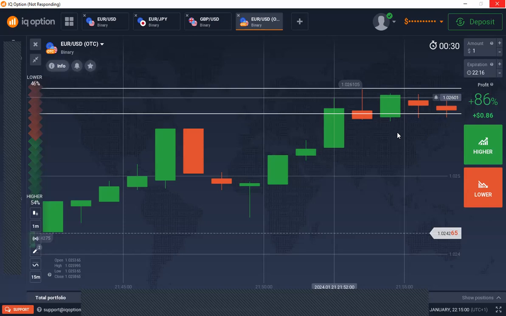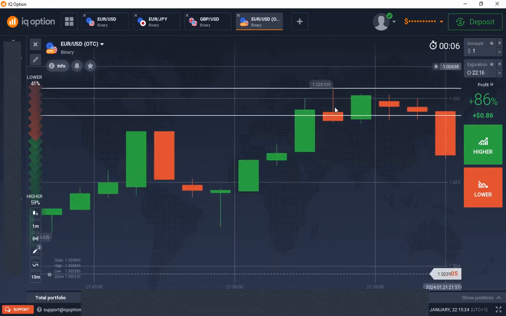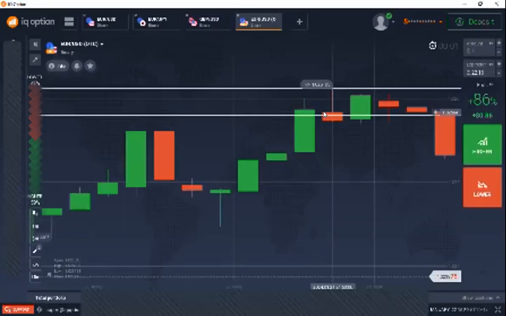Let's assume you have $10 in your trading account now. You can just take a deal of $5 with this trade entry. The $5 then gives you 4 point something, or approximately an 86% profit payout.